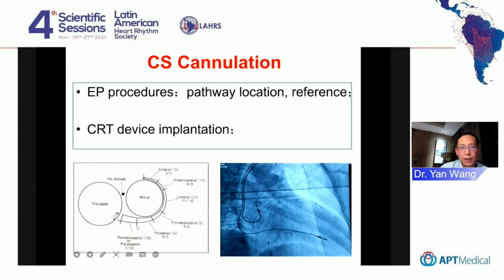You know, because the coronary sinus is behind the left atrium and inferior to the left atrium, it is very helpful to locate the exact pathway, and sometimes we also need to place the electrode for pacing in CRT, cardiac resynchronization therapy.